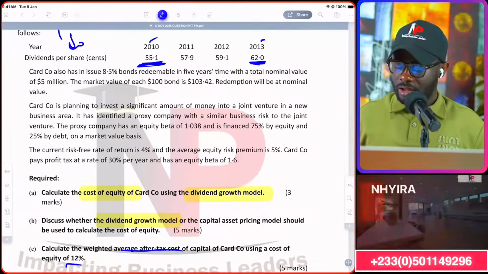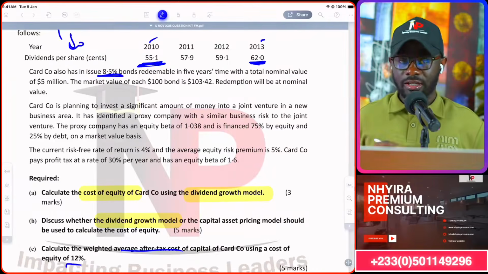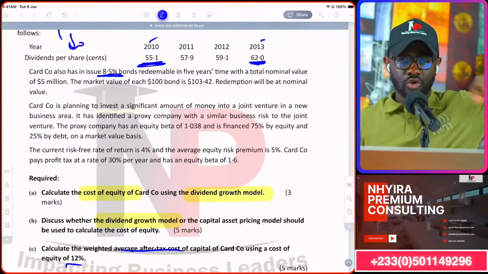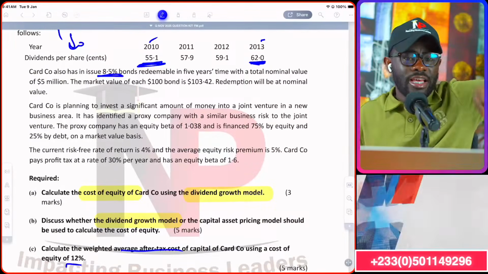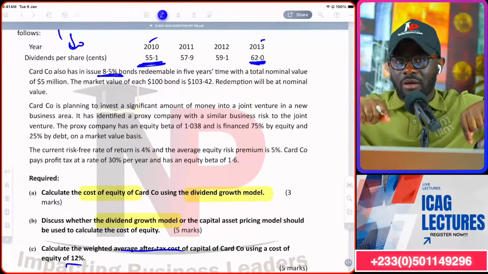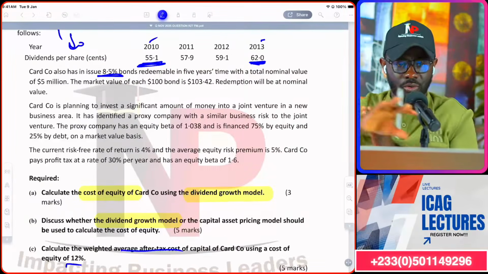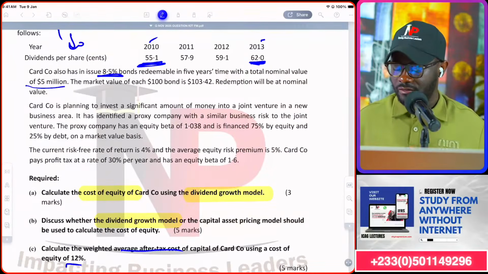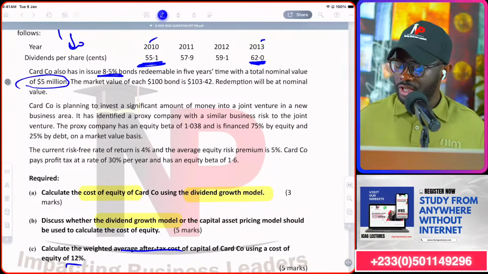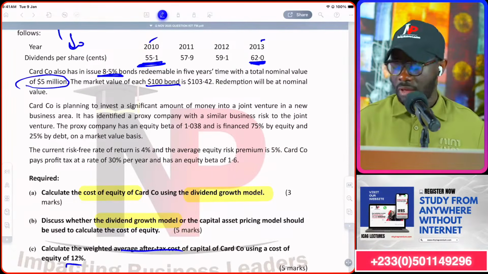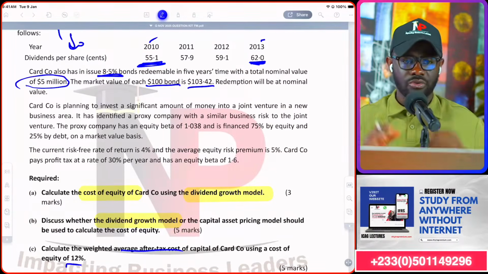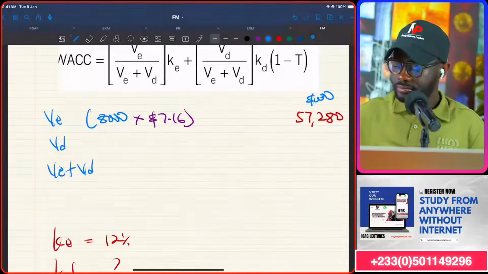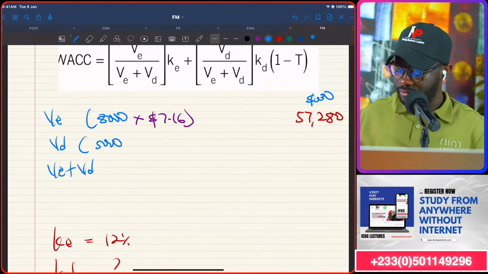It says, Calco also has in issue 8.5% bond redeemable in 5 years' time. So this is a redeemable debt. If it is a redeemable debt, then the cost of debt shall be the internal rate of return. We'll come back to that in a moment. In 5 years' time, with a total nominal value of 5 million. The market value of each $100 bond is 103.42. So stay with me. We need a market value of the debt, VD. And so that is going to be 5 million or 5,000.